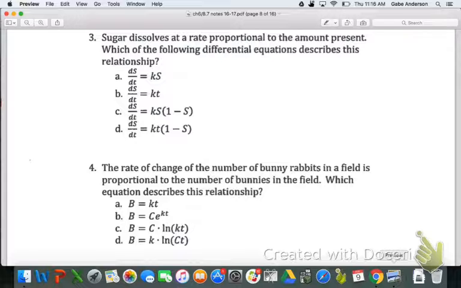All right, what do you all think the answer is? The answer is A, yes. So what I'd want you to recognize here is this first sentence says, sugar dissolves at a rate proportional to the amount present. We're assuming here that S stands for the amount of sugar, and T stands for time. What does the K stand for? It's a constant, right? That's going to be the proportionality constant that tells us how quickly or how slowly the sugar is dissolving. And this is actually pretty realistic for sugar dissolving, right?